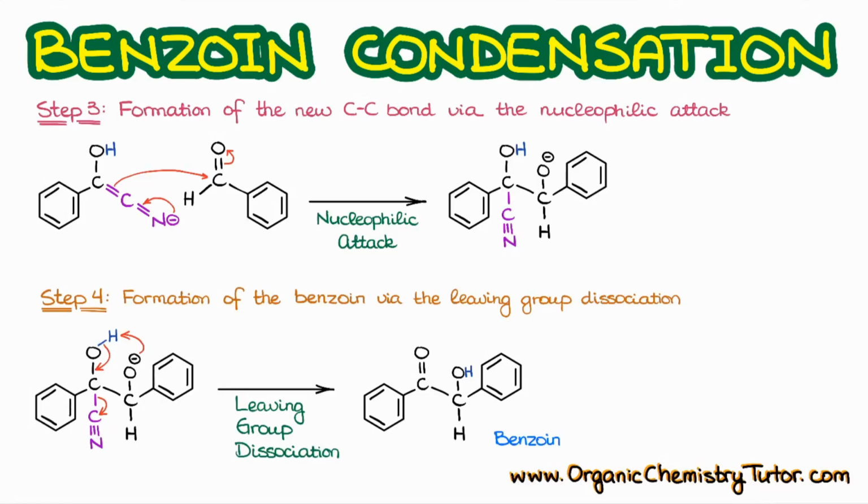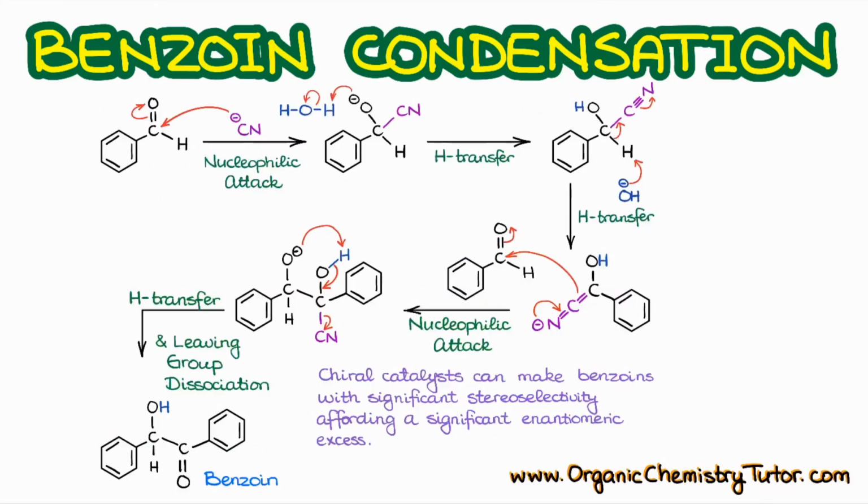So overall, if we look at the complete mechanism, we're going to see something like this. And to do a quick recap here, we started by forming a cyanohydrin, which is a species over here. Then we deprotonated that cyanohydrin, we pulled this proton to make a nucleophilic species, which then reacted with benzaldehyde, formed a new carbon-carbon bond, and we finished this reaction by kicking our leaving group out, forming the final benzoin.